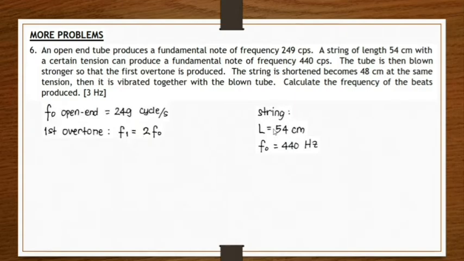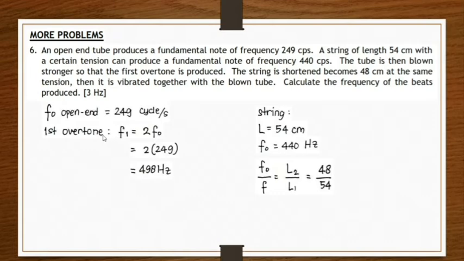The string is shortened, becomes 48 centimeters at the same tension. Then it is vibrated together with the blown tube. The frequency of the tube was 2 times 249. It is equal to 498 Hertz. We want to calculate the frequency of the beats produced.